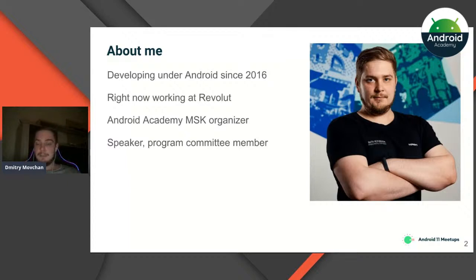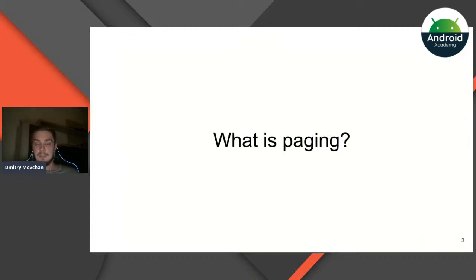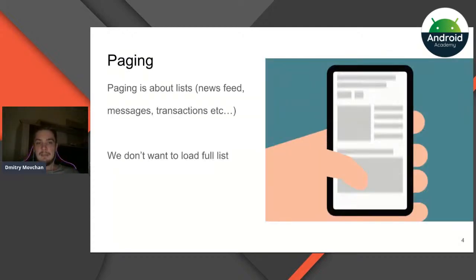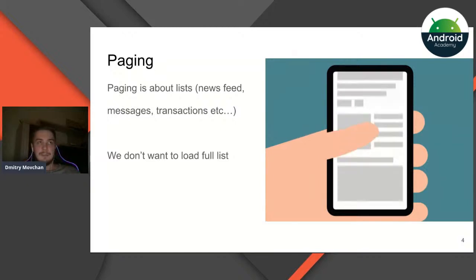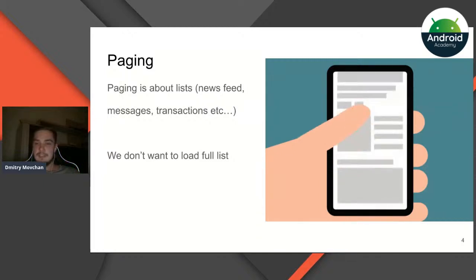So today we're going to talk about pagination, and basically you can ask me what paging itself is. Paging is about almost every list that we have in our application if it is huge. For example, we have the news feed on our social media, we have music tracks, we have transaction lists in our bank application and so on. There are really huge lists of data, and we don't want to load the full list at once when we start our application. Why don't we want to load the full list?